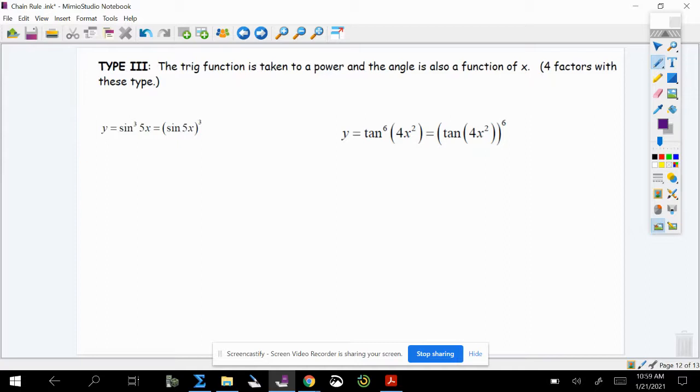So type 3, you're going to notice, is going to be the ones that have the most parts to the answer, is going to have a trig function to a power and an angle that is not just x. You will have four parts to your answer. I'm going to make a little list. I'll make it kind of in the middle.